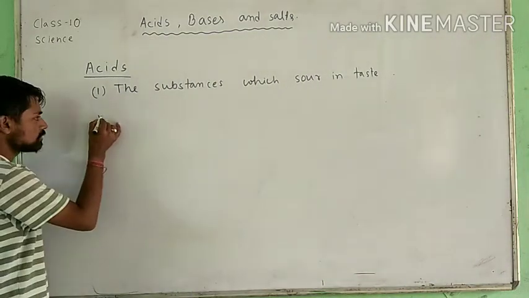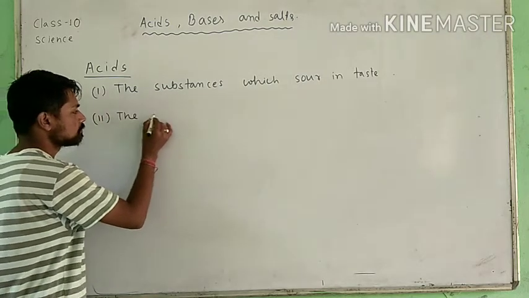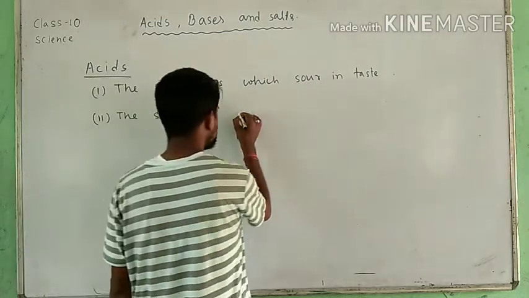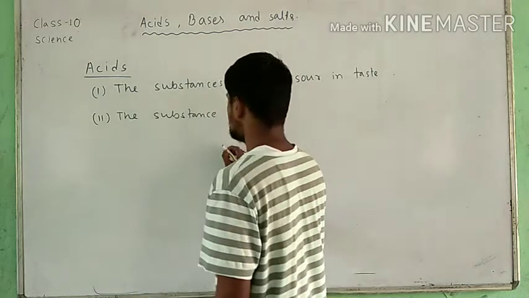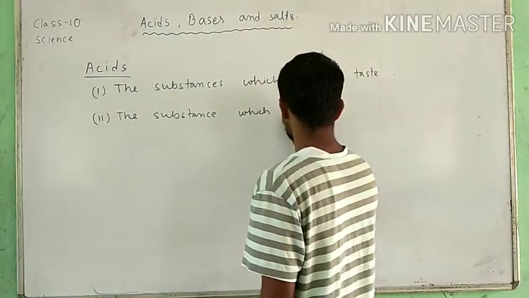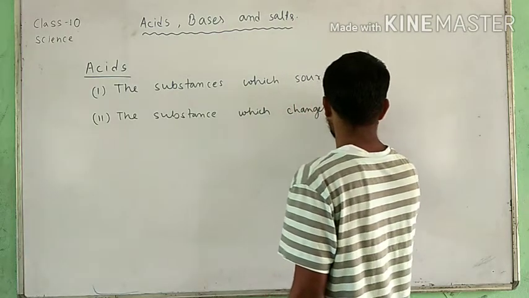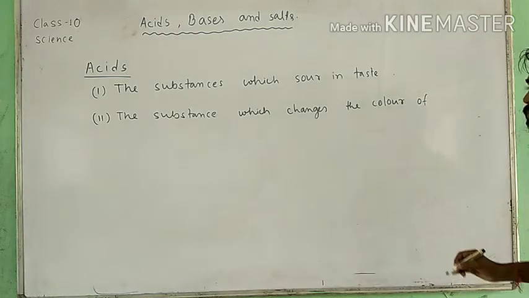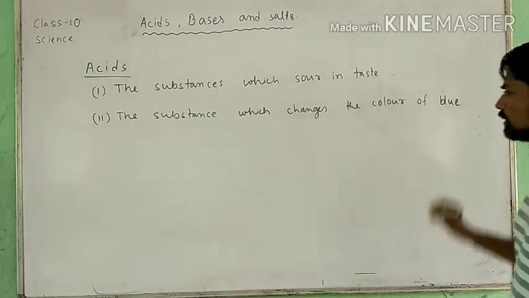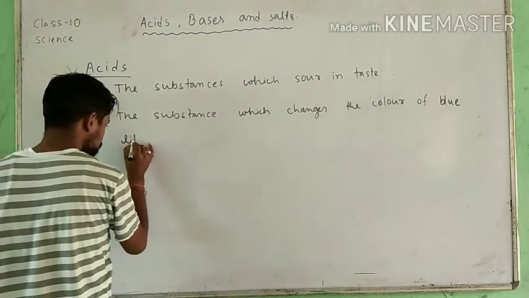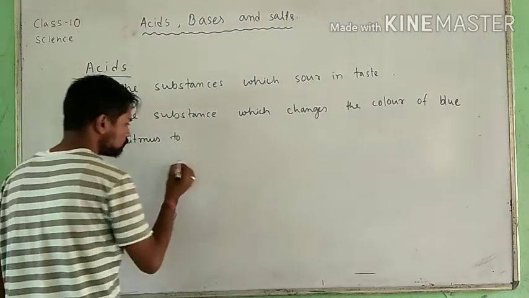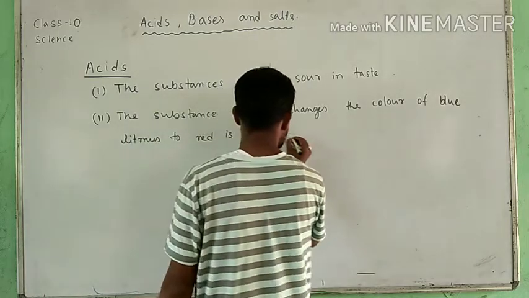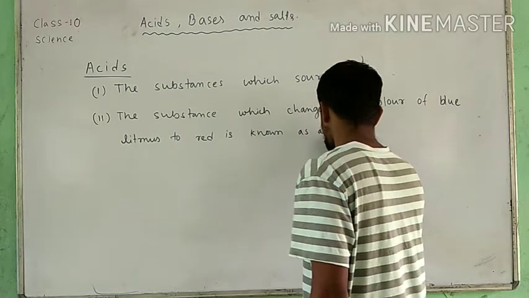Again, another definition is: the substance which changes the color of blue litmus to red is known as an acid.